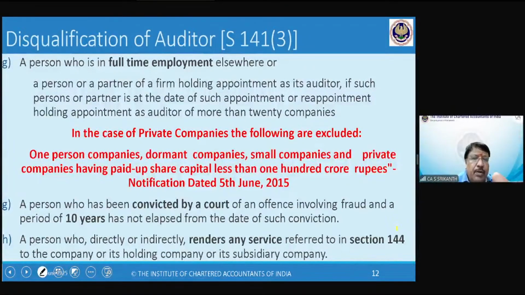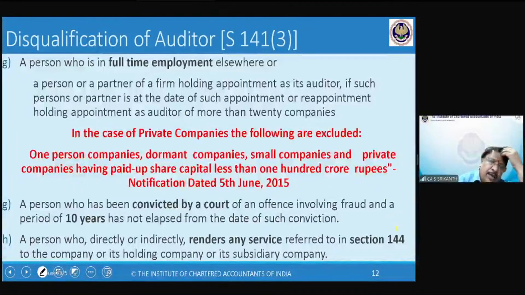So in case of private companies, the following are excluded. Please remember, for counting 20 companies, don't include OPC, don't include dormant, don't include small company, which will exempt many people, and don't include a private company having paid up share capital less than 100 crore. If I exclude all that, the remaining number should not be more than 20 per partner, or 20 if it's an individual. Suppose you are holding more than 20, then you are disqualified. Suppose I'm already holding 20. When I get appointed in the 21st company, I'm disqualified.